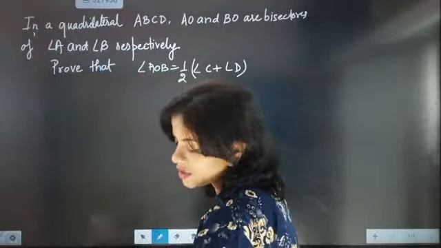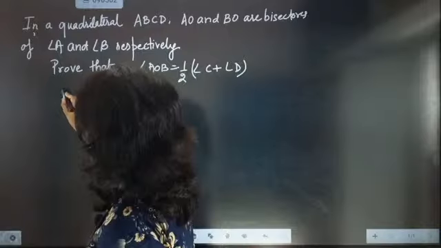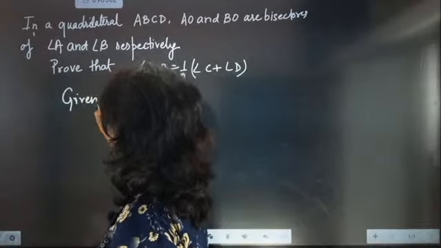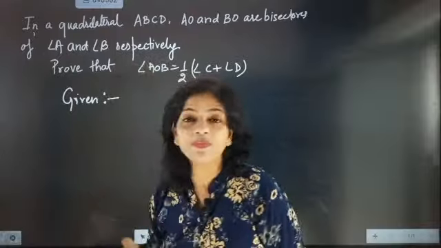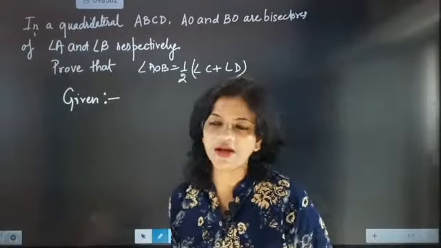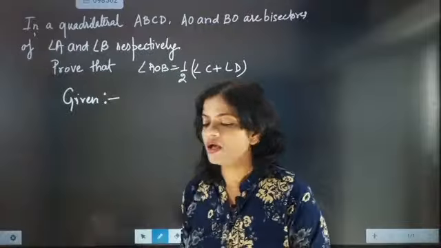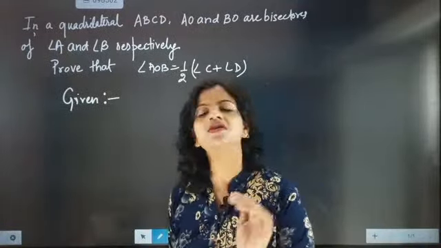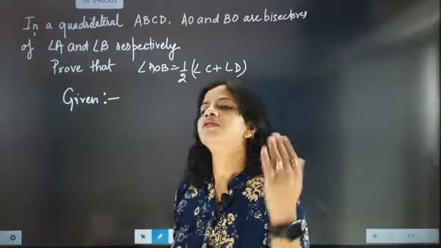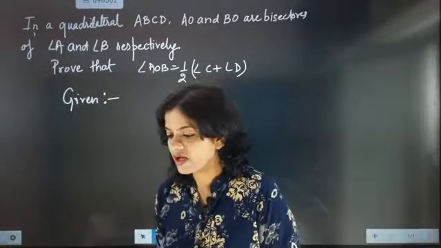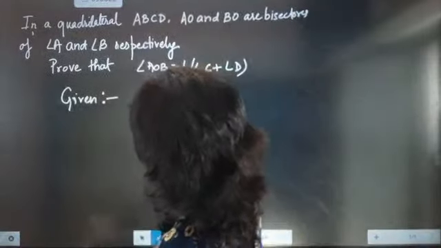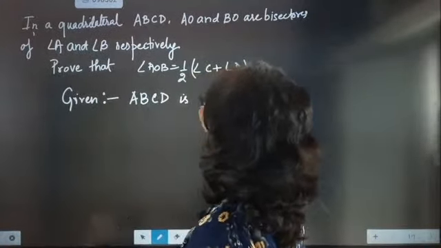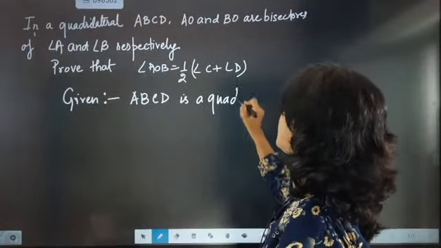Fine. Now look here. In the proof section, first we are going to write given. Always start the proof section with given, to prove, and then if a construction is needed, do the construction and then write the proof. So you have to start like this. First given, then to prove, and then proof. Fine. So first what are we going to add? Given. What is the given section? ABCD is a quadrilateral.